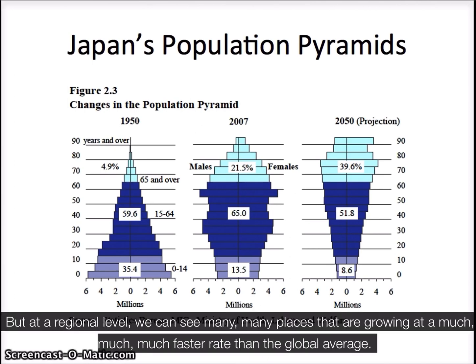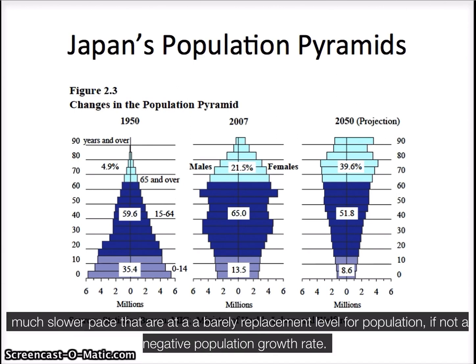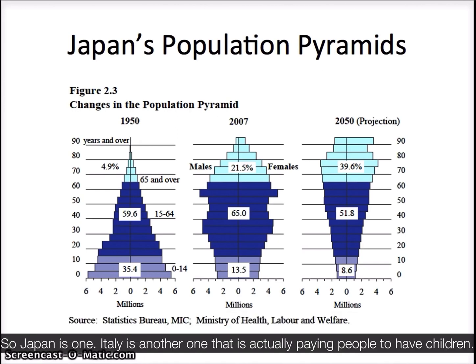But at a regional level, we can see many places that are growing at a much faster rate than the global average. But we also have places that are growing at a much slower pace, barely at replacement level for population, if not a negative population growth rate. So Japan is one, Italy is another one that is actually paying people to have children.